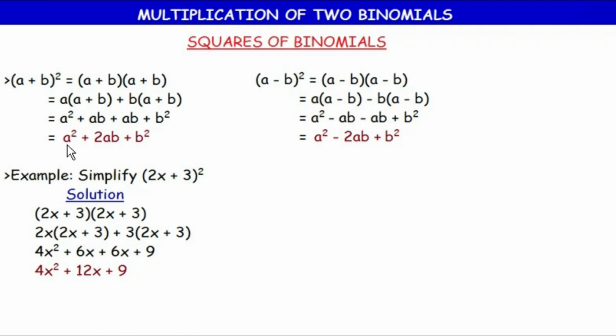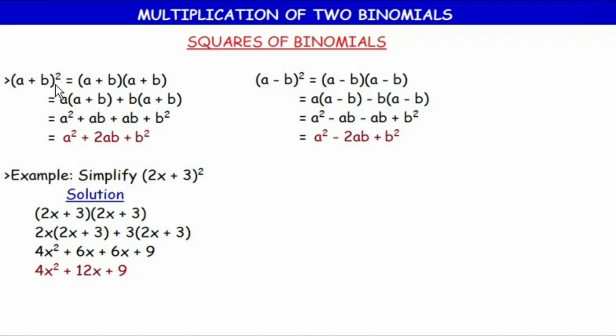So our final answer becomes a squared plus 2ab plus b squared, right? Now let me show you a straightforward method of finding the squares of binomials, or the results of the squares of binomials. So assuming I have a plus b all squared, right? And this is a straightforward approach that can help you, especially in your objectives, right? So how do you solve this in a straightforward manner?